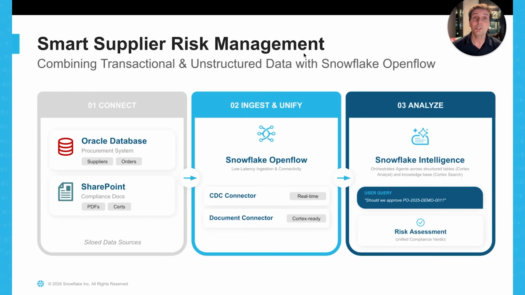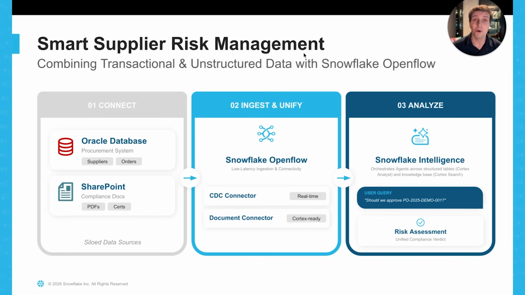A retail chain needs to place an urgent 2.5 million restock order with our supplier, Pacific Fresh Foods, to replenish inventory for Q1. Before approving this spend, we need to assess the risk, but the information is scattered. Transactional data, like past delivery performance and order volumes, lives in Oracle. Compliance documents, like food safety certifications and audit reports, live in SharePoint.